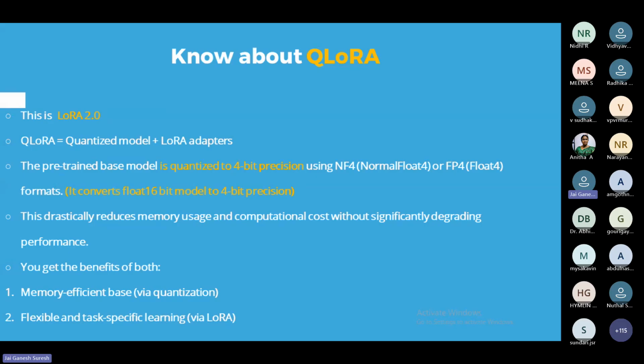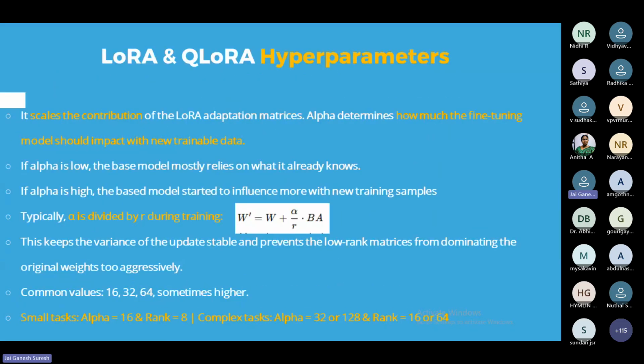That 20% is nothing but the cost of optimizing my GPU and my CPU performance. Okay, and you get both benefits, of course: memory efficiency since we are quantizing the model, and flexible, task-specific learning. Okay, and how do the LoRA and QLoRA parameters help?